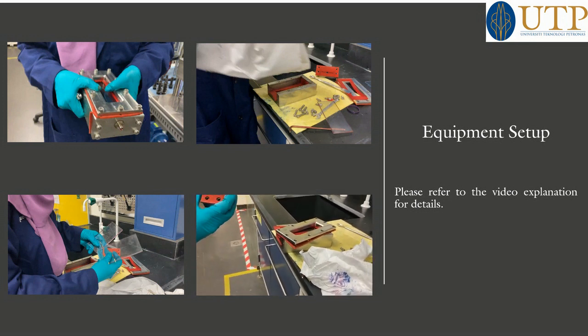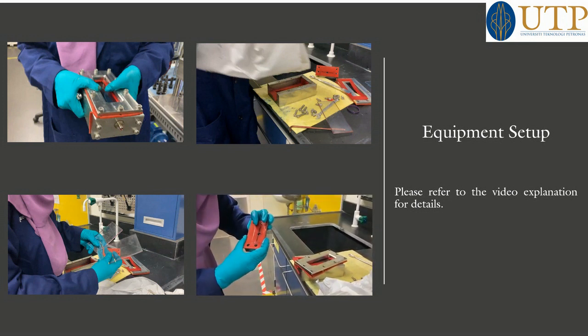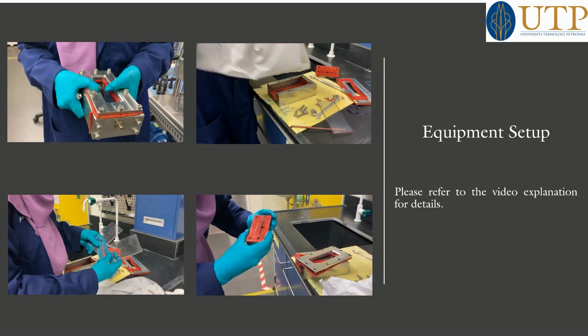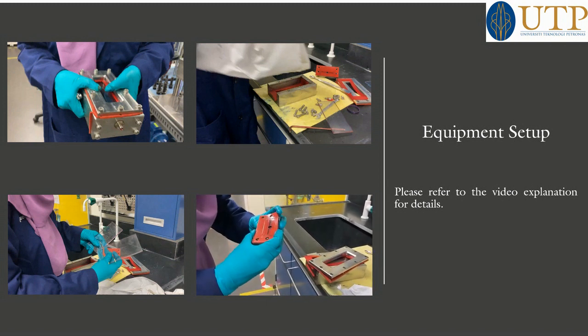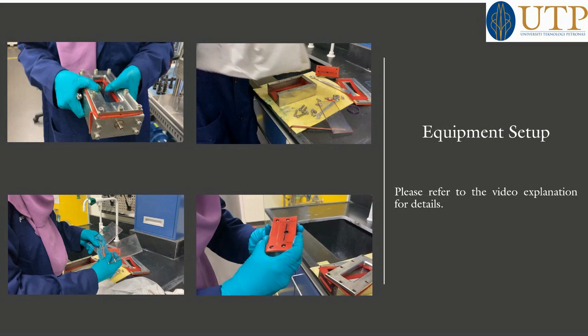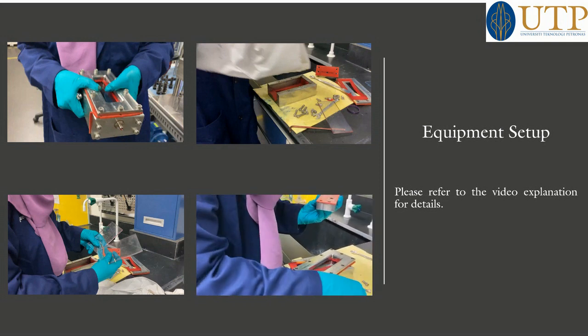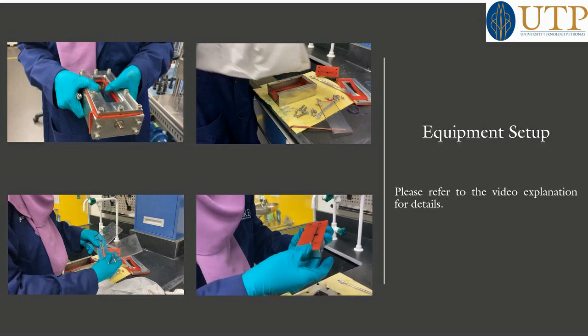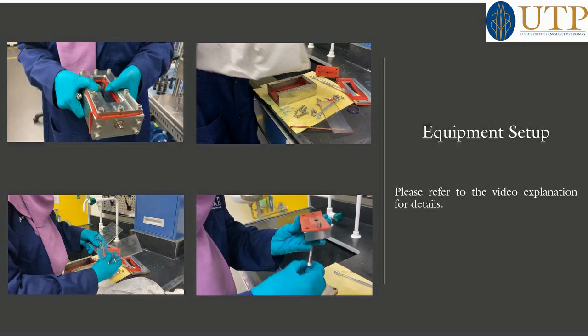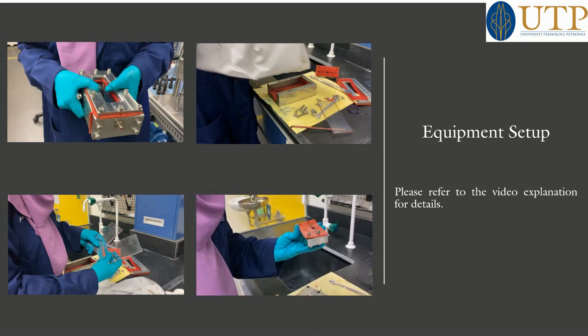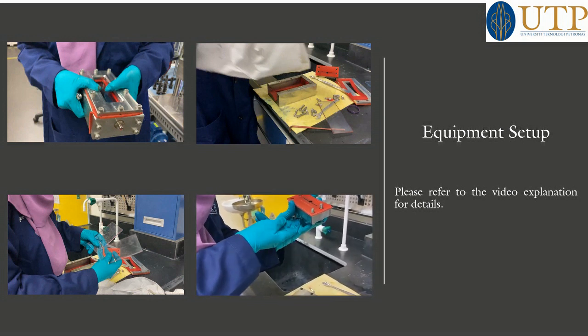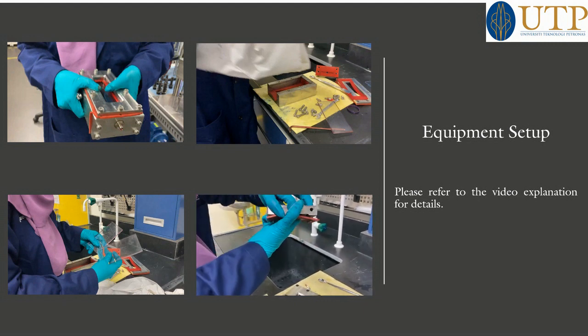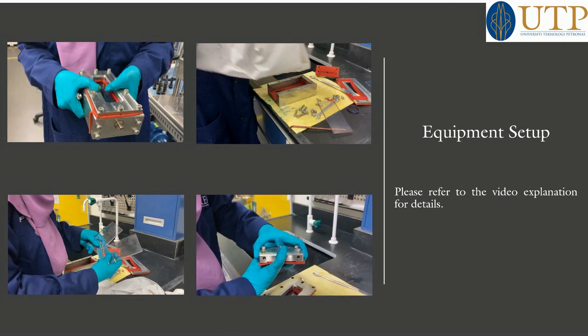you can see there are 5 points. One is for inlet and the other points are for our outlets. So 1, 2, 3, and the last one is 4.